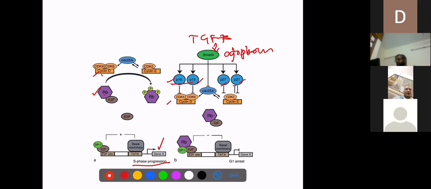This P16 inhibits the CDK4 and cyclin D combination. P27 and P21 inhibit cyclin E. And by inhibiting cyclin D, this process is inhibited. So the retinoblastoma protein is still hypophosphorylated, and it is always in combination with E2F, and there is going to be an inhibition of the gene. It is not going to proceed further for division.